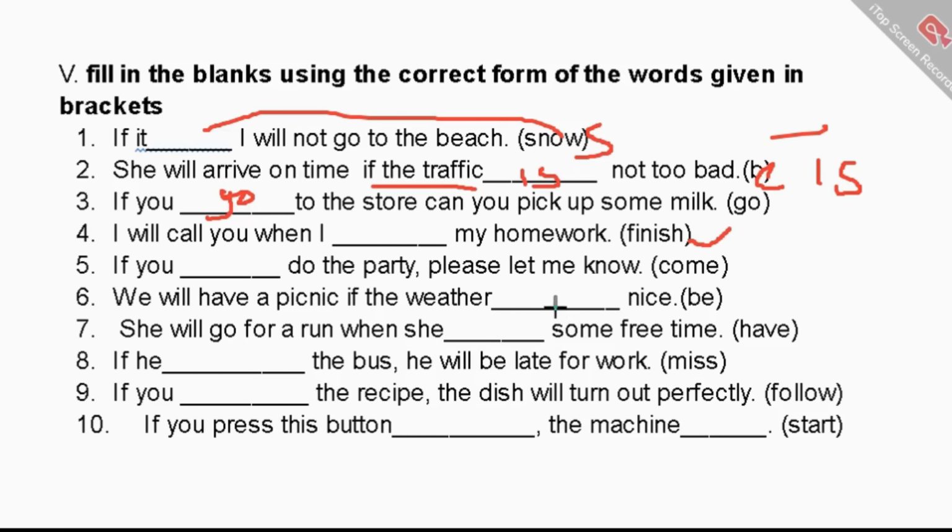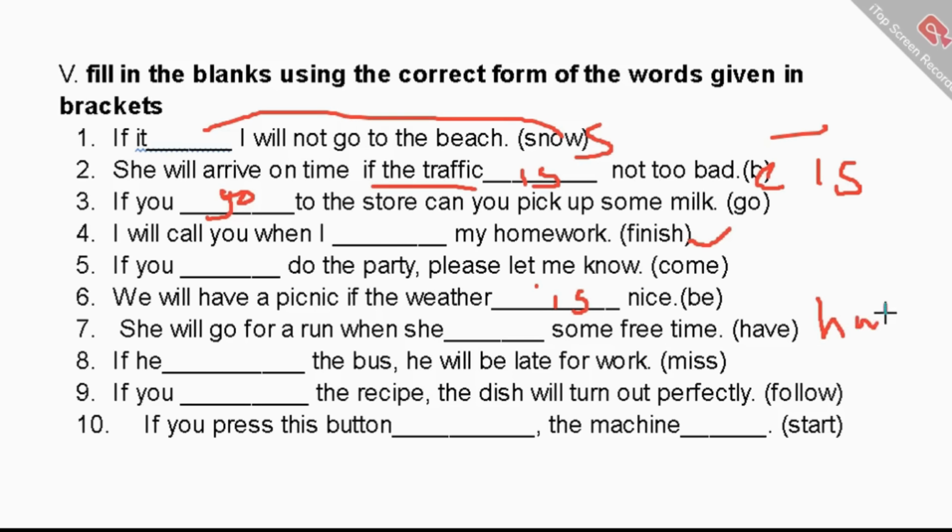Next here we have, she will go for a run when she has some free time. She will go for a run when she has some free time. Have is changed to has because here we are using a singular pronoun.